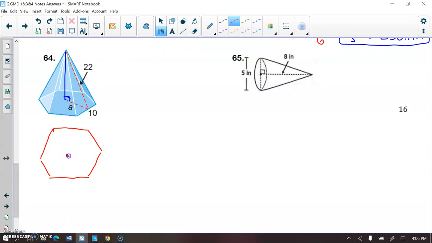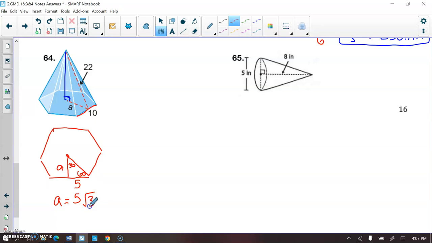So I am trying to find a. This is going to be 5 because it's half of this side, which is 10. And a hexagon, hopefully remember, has 120-degree angles. So the radius of your hexagon is going to split this into 60 and this into 30. So what this means is that using 30, 60, 90 rules, your apothem comes out to be 5 root 3.